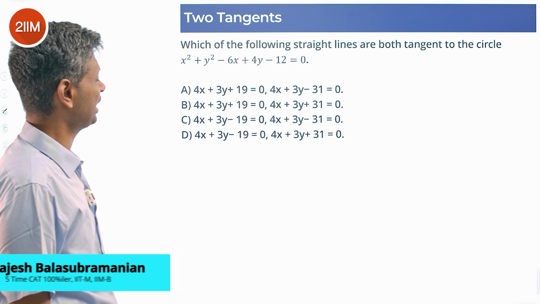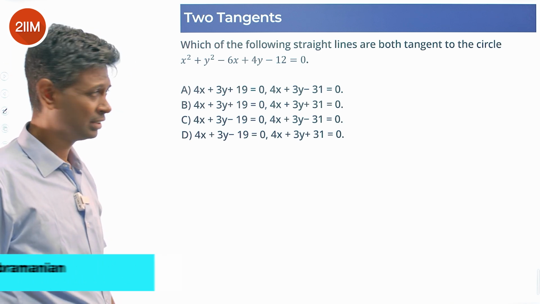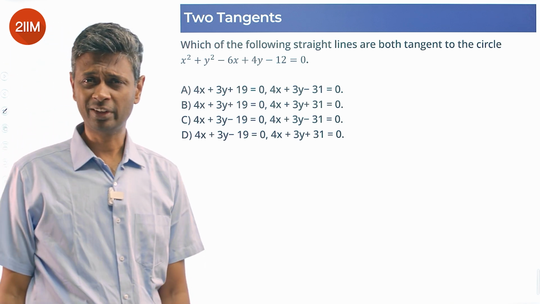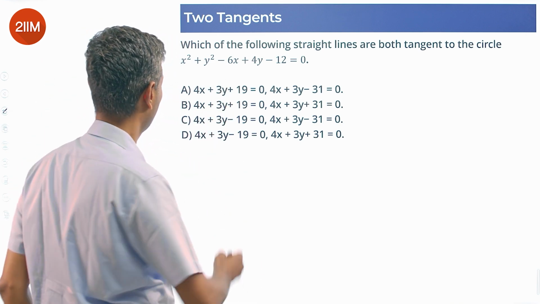Which of the following straight lines are both tangent to the circle? Given a circle, I want to find the center and radius. Hardwired like that. Fine, so let's do this.